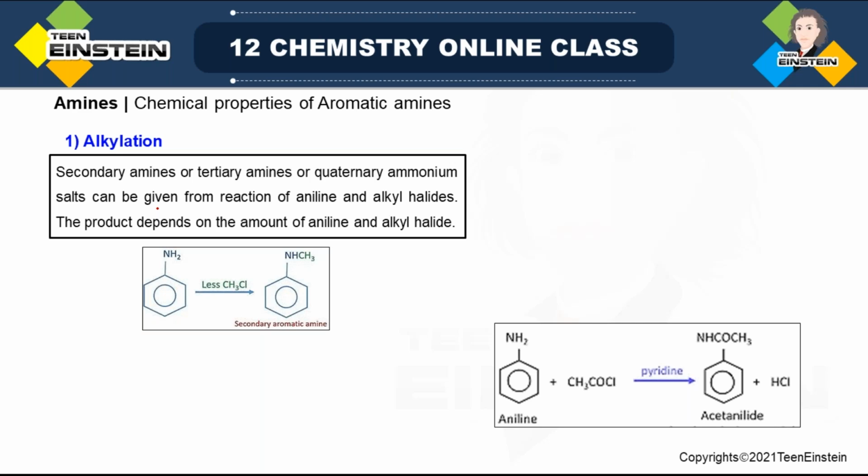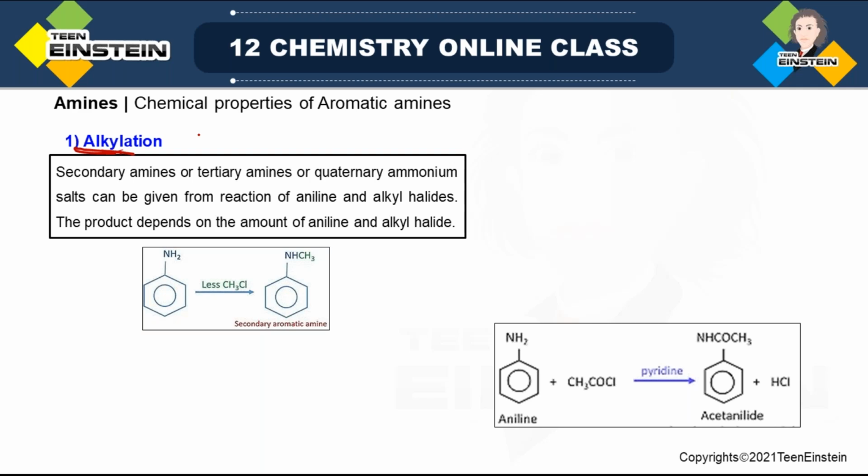The first one is alkylation. Alkylation we have also seen when we discussed the chemical properties of aliphatic amines. The same thing you can see here. We call it alkylation because some alkyl group will be inserted by replacing the hydrogen of the NH2 group.